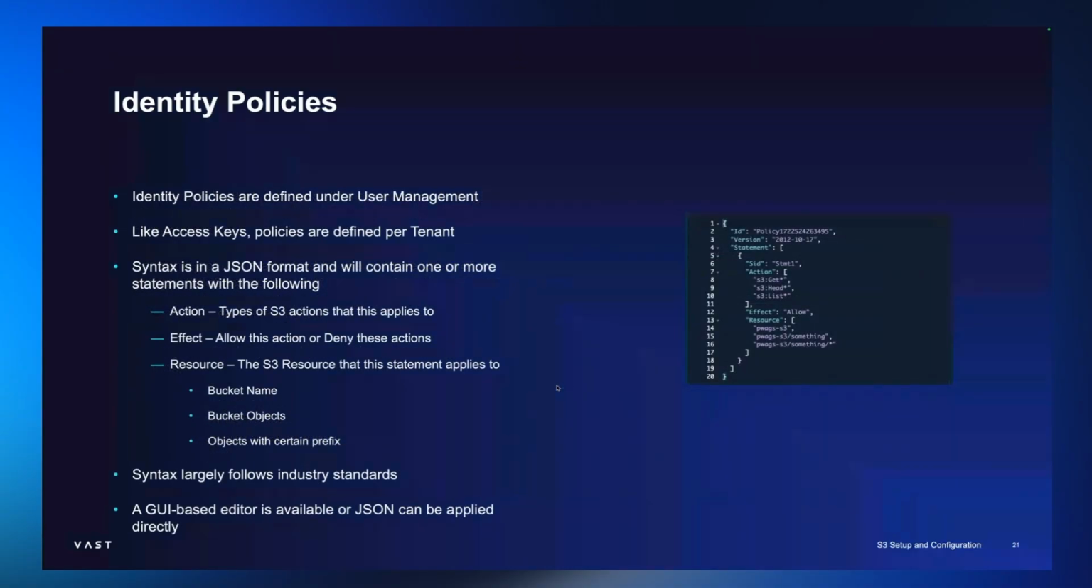So an identity policy is generally formed like this. The policies are defined per tenant, again because we're going to have different buckets and different tenants there. They are defined in the context of a user within that particular tenant. So they're composed generally like this.